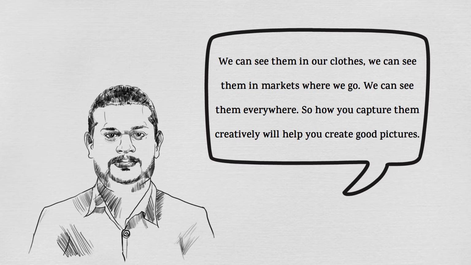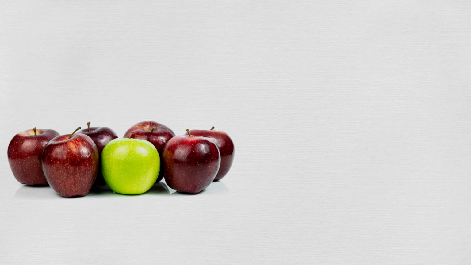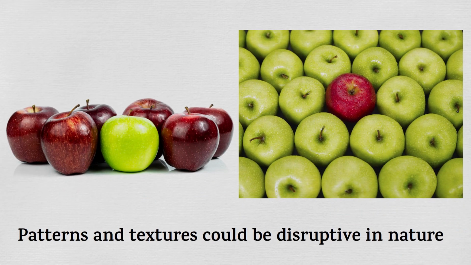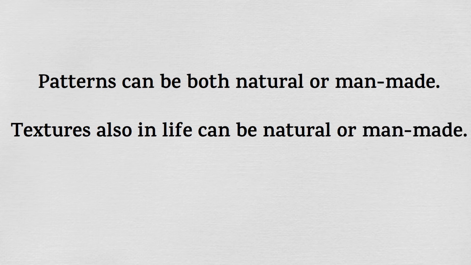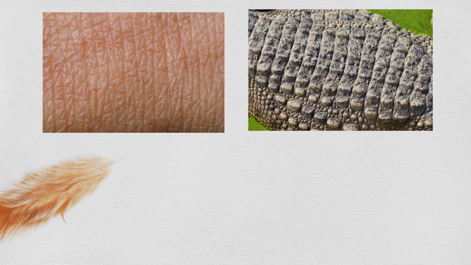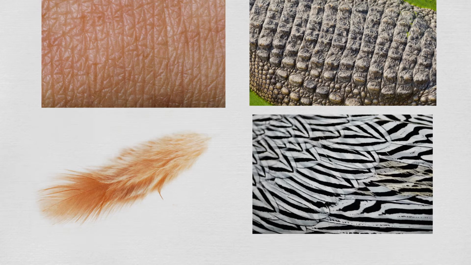For example, you could have a crate of red apples and you go close and take a very close picture of them and show continuous red elements. That makes a good picture. But also if you have, let's say, a green apple amongst the red, that will be disruptive in nature, and that will also make the picture come out well. So patterns can be both natural or man-made. Textures also in life can be natural or man-made. Human skin, the bird feathers, these are all great textures and patterns which we can photograph.